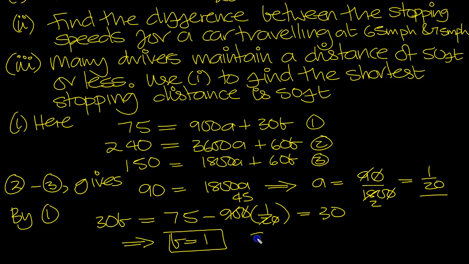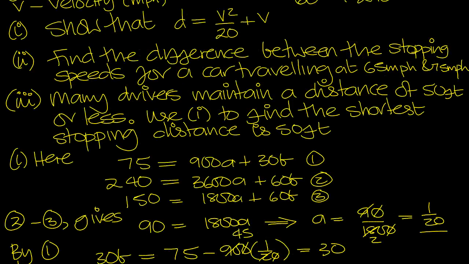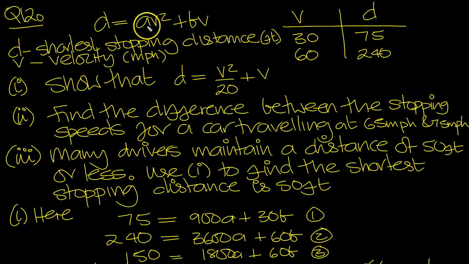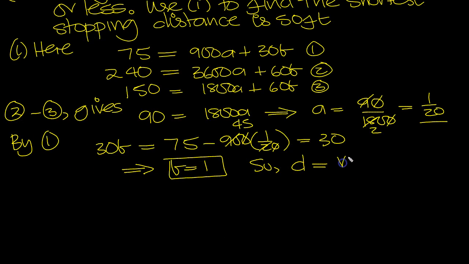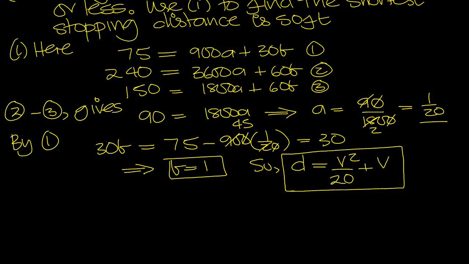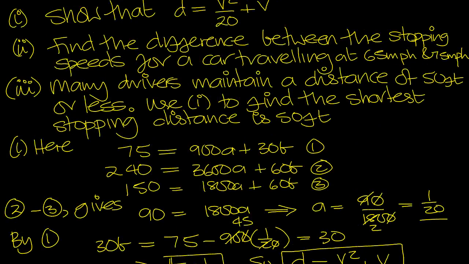So, d then is equal to av squared plus bv, wasn't it? And a is 1 over 20, so it's v squared over 20 plus bv, and b was 1. So that's what we wanted to show. And there's our formula. So that's part 1.